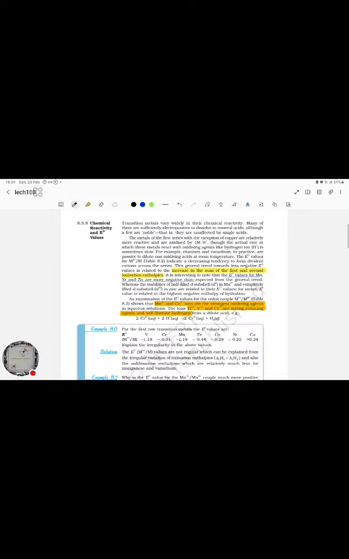It's interesting to note that electropotential values for manganese, nickel, and zinc are more negative than expected from the general trend. The stability of half-filled d for Mn2 plus and completely filled d10 in zinc are related to the electrode potential values. For nickel, the electropotential value is related to the highest negative enthalpy of hydration. So nickel will have the highest negative enthalpy of hydration. For manganese we will have the half-filled d5 subshell configuration, which means that for the reduction, the reduction potential will be least.